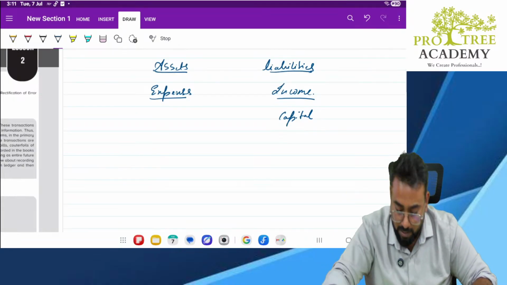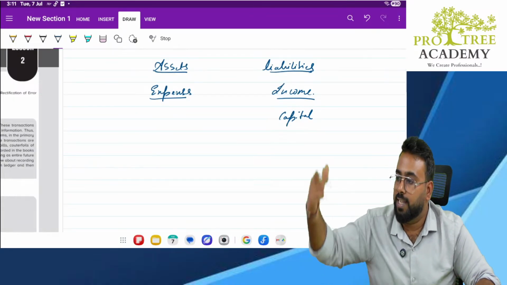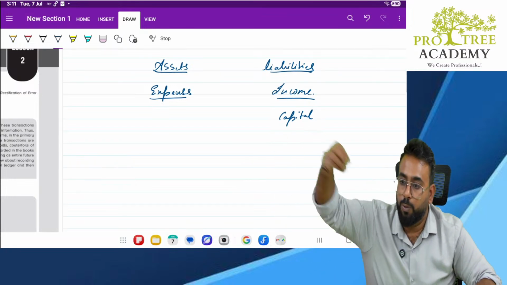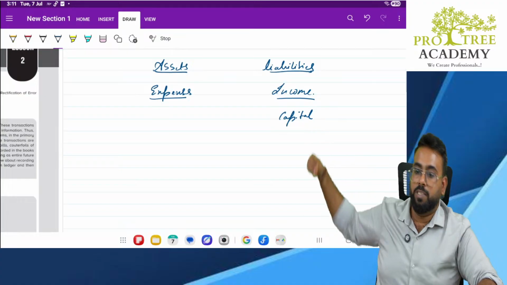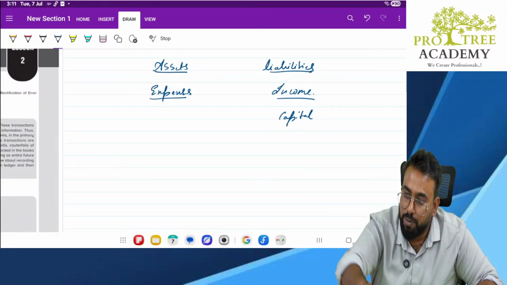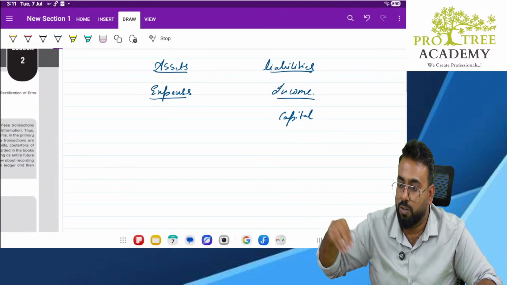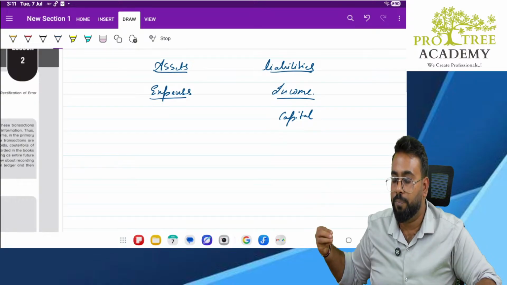What is the meaning of this? Now understand. In the earlier case I said the owner will come and put in the money. Now let's take a second example. The owner is taking money from the business. Now this is also an economic benefit outflow. Correct or no? This is also an economic benefit outflow.